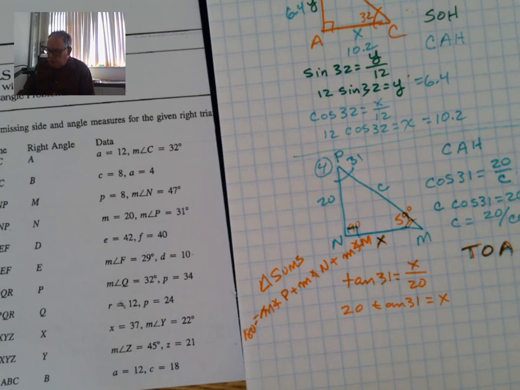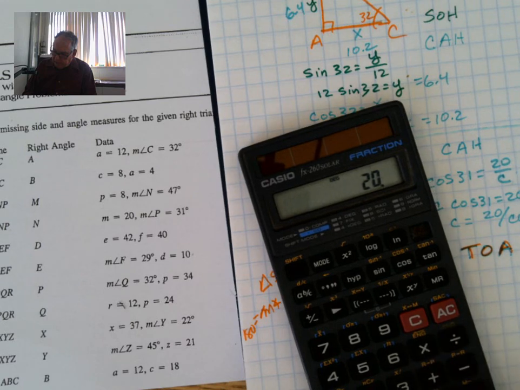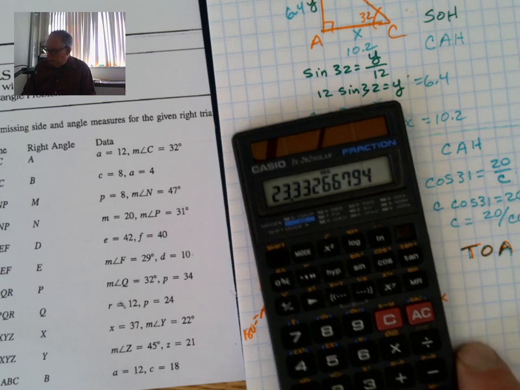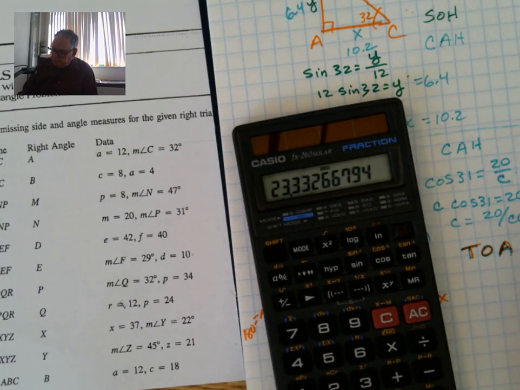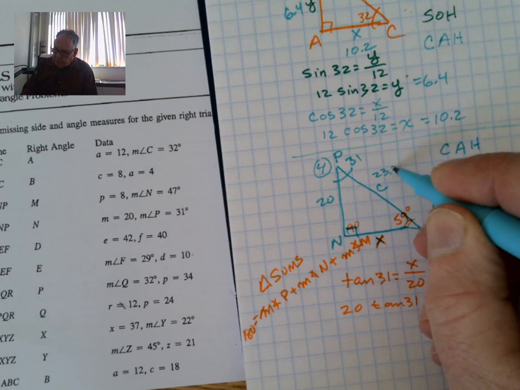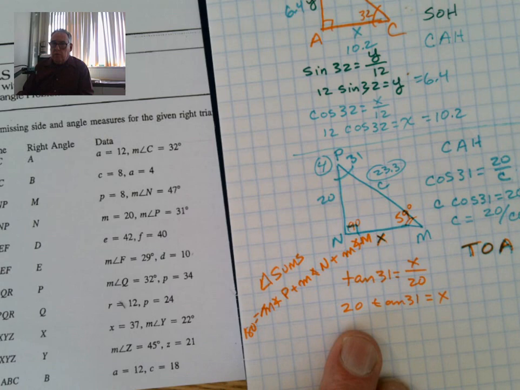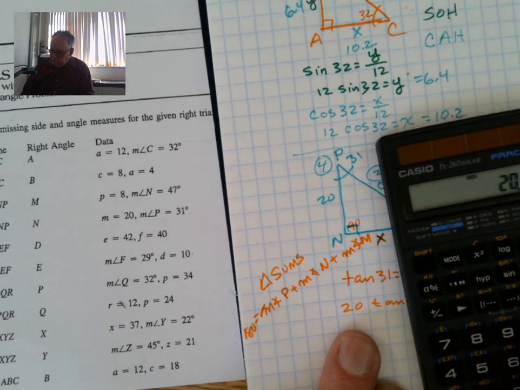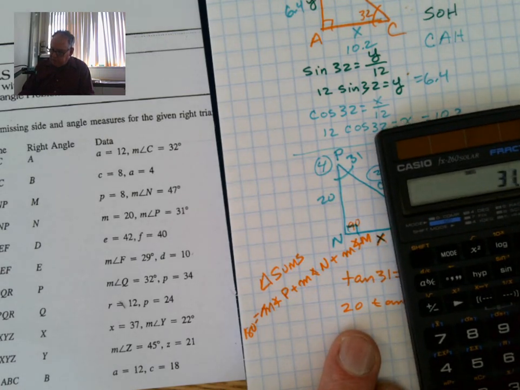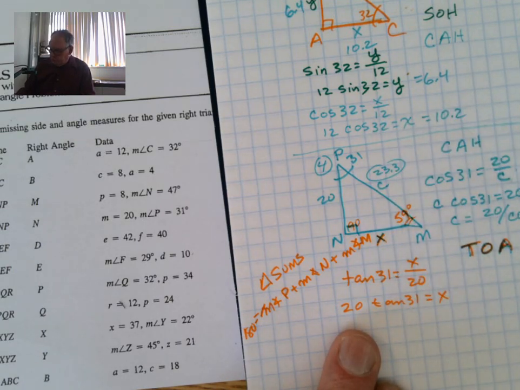So let's see what C is. 20 divided by cosine 31 equals 23.3, rounded off to one place. So little c is 23.3. And we want to find out what x is. That's going to be 20 tan 31. So 20 times tangent 31 equals 12.01, so 12.0.